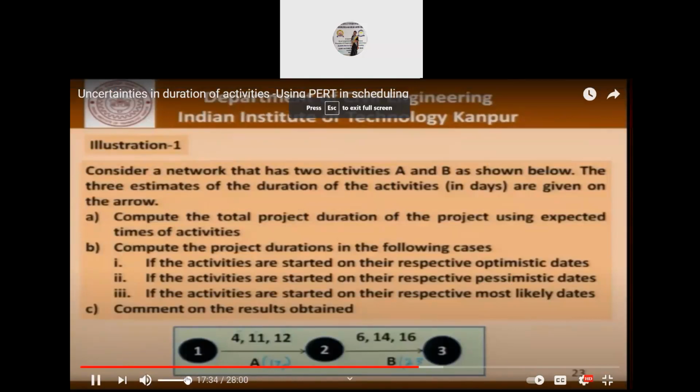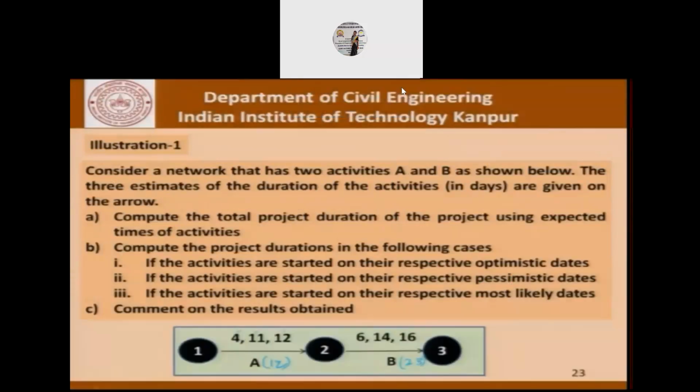Which is 2-3, that is the activity B. So what we are required to do is to compute the total project duration using the concept of expected times of activities as we have defined earlier, and compute the project durations in the following cases: if the activities are started on their respective optimistic dates, pessimistic dates, and the most likely dates. And then of course we can discuss those results a little bit.